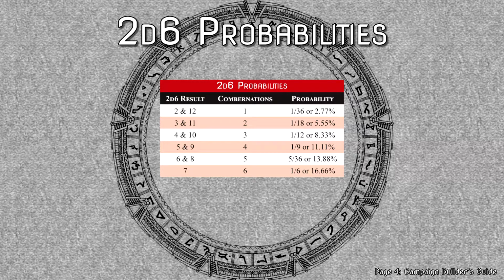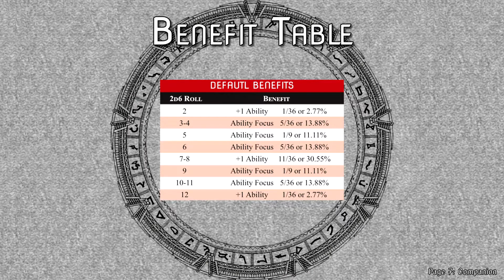And finally, the 7, which is the Thief in Catan. There are 6 possible combinations for that, which gives you a 1 out of 6 probability, or a 16.66% chance of rolling this. Now let's have a look at the actual default benefits. We are going to be looking at the first one, which is a 7 to 8. This here is a +1 ability that we kind of want to focus on. It gives us the highest percent chance.